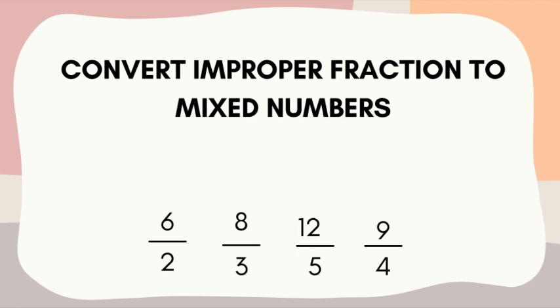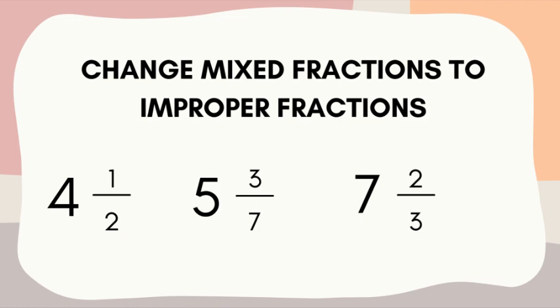Convert improper fractions to mixed numbers. So we have 6 over 2, 8 over 3, 12 over 5, and 9 over 4. Next, change mixed fractions to improper fractions. We have 4 and 1/2, 5 and 3/7, 7 and 2/3.